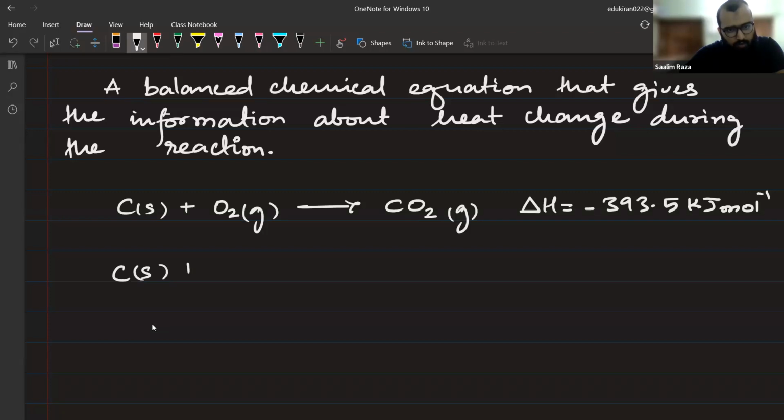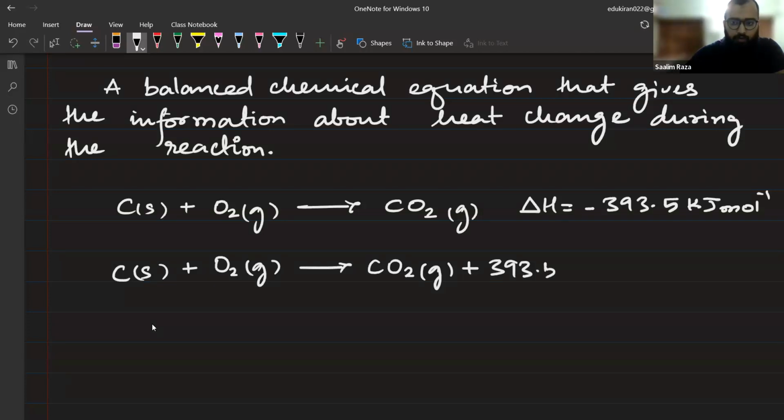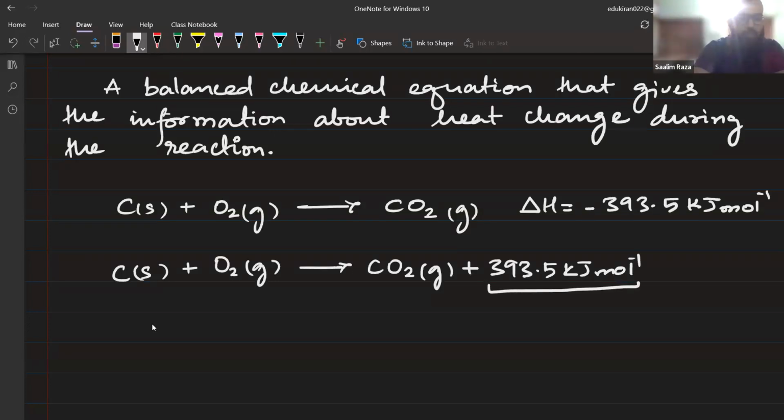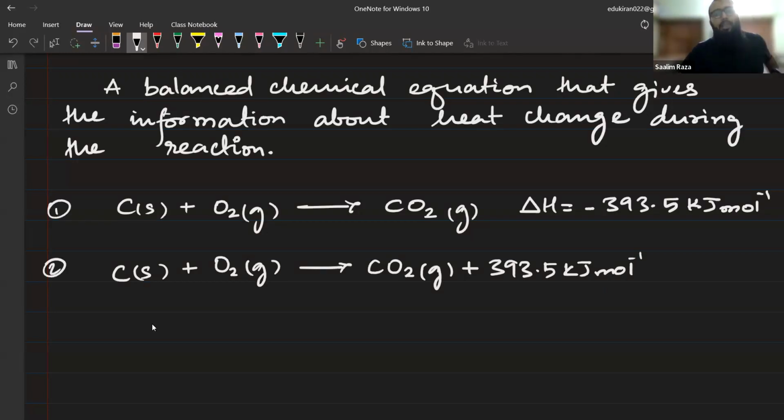Okay, so carbon solid plus O2 gas will give you carbon dioxide gas, as well as 393.5 kilojoule per mole of energy. Now, please see what is the difference between the first equation and the second equation. Please see this very carefully. In the first equation, I'm writing delta H is equal to minus 393, and now I'm writing it as plus.